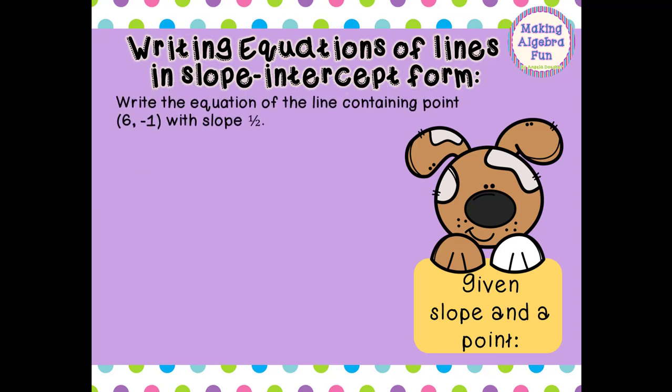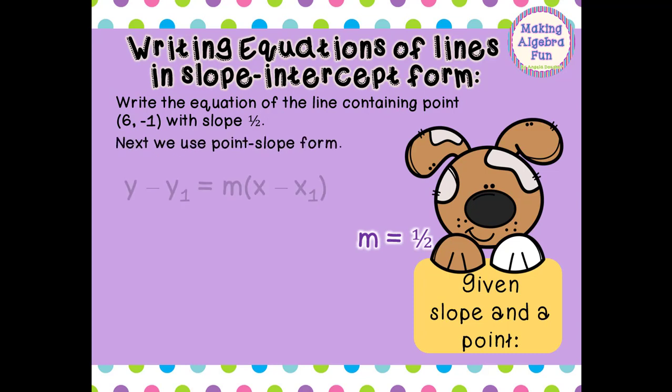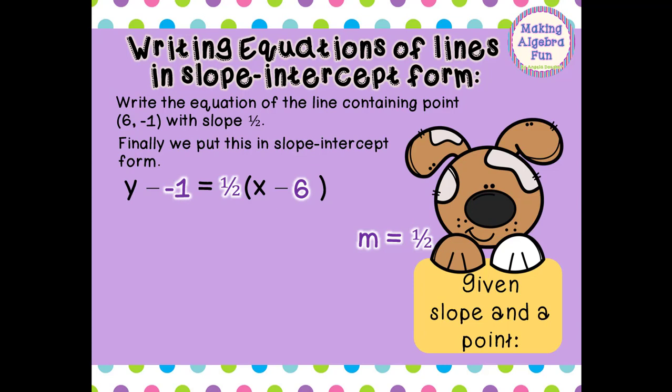Let's do this again. Here's a new point, a new slope. Given a point and a slope, we use point-slope form. So here it is. We'll sub in the slope. The slope is 1/2. And the point, the x value is 6, so we'll replace it with 6, and the y value is -1. And again, I want to change that minus the -1 to a plus. And I'll distribute the 1/2: 1/2 times x and 1/2 of -6.